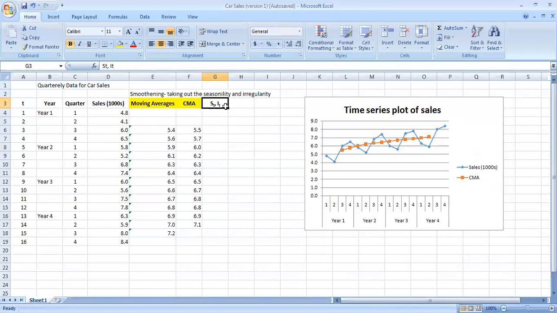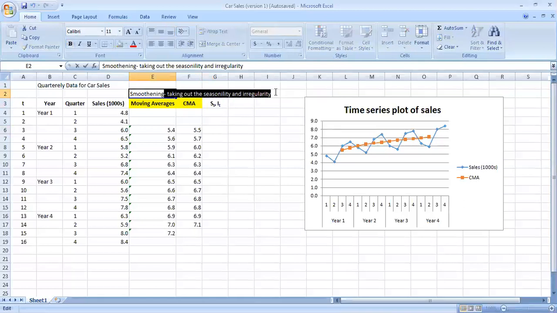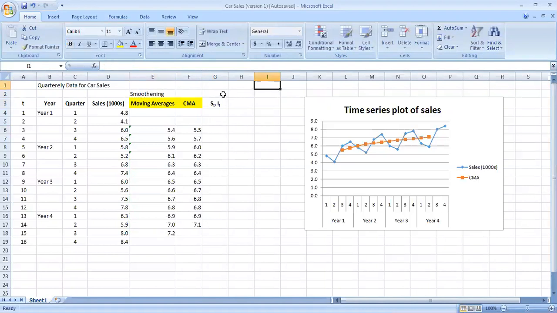extent is ST and IT, or seasonality and irregularity, the logic is that you have to divide. So I'll remove this. I'll leave only the smoothed values. So the logic is that to come up with this column, you are going to divide the sales values by the centered moving average values.